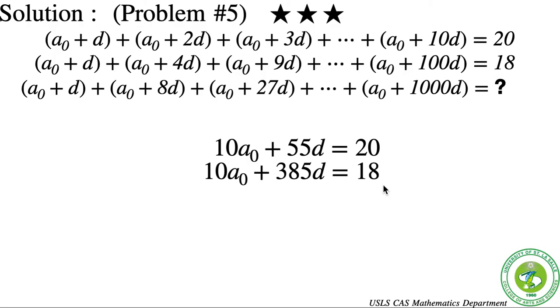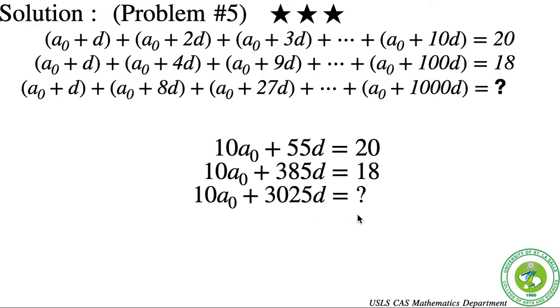Likewise, we can do that in our third equation, the one that we want to compute. We're going to add the perfect cubes from the first perfect cube until the 10th perfect cube, 1000. 1 plus 8 plus 27 plus 64 plus until 1000. That will give us a sum of 3025d. And of course, add the a sub zeros also, which is equal to question mark.